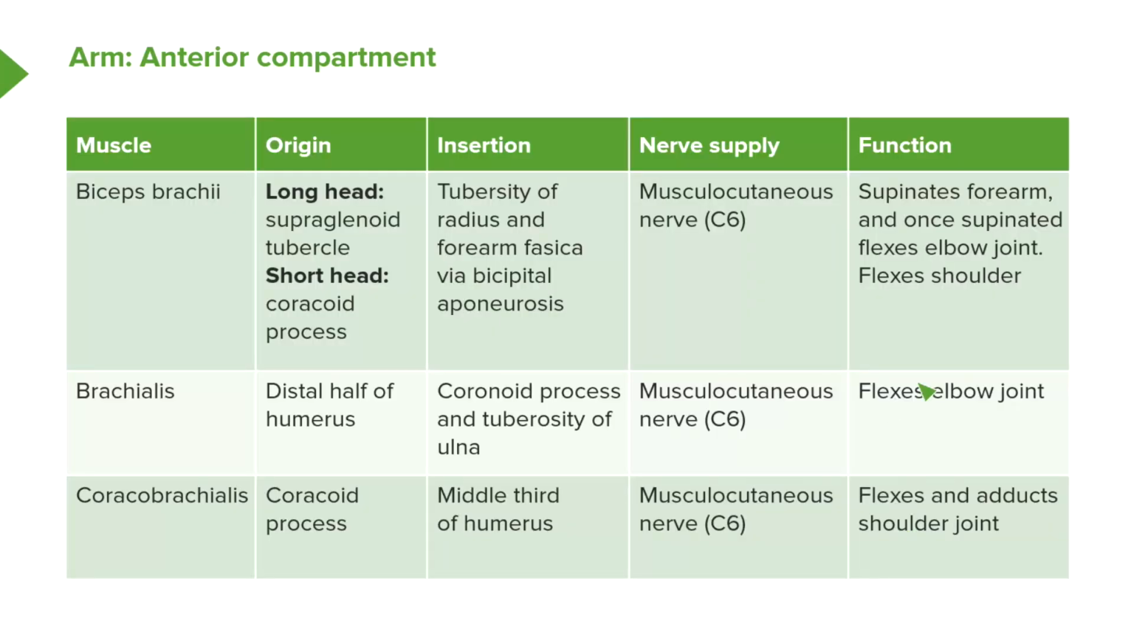So if we look at biceps brachii, its long head and its short head, we can see it originates from the supraglenoid tubercle or the coracoid process. It passes to the tuberosity of the radius, and it blends with the fascia of the forearm via the bicipital aponeurosis, as that continuation of brachial fascia passes down into antebrachial fascia. It's innervated via the musculocutaneous nerve, and it has a whole range of functions.